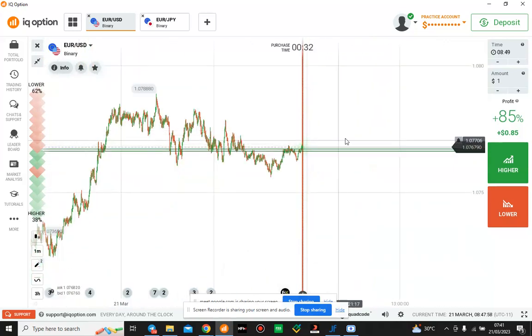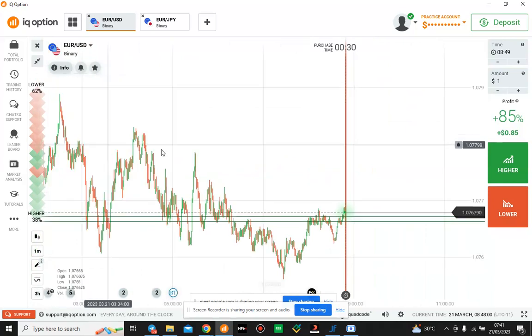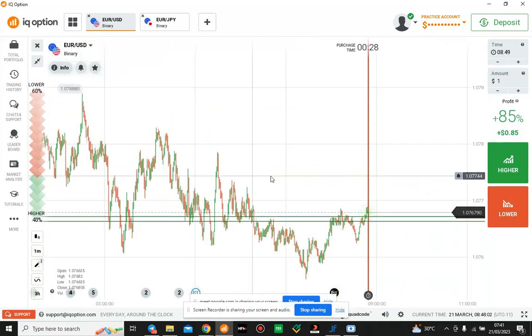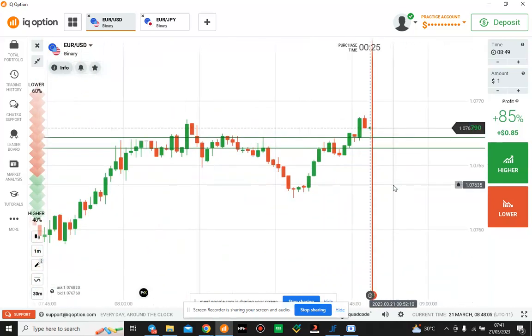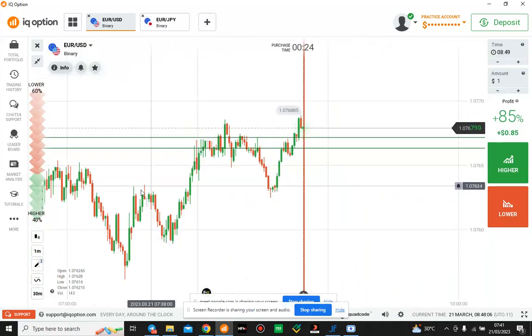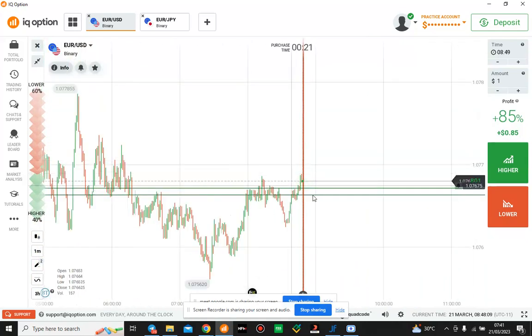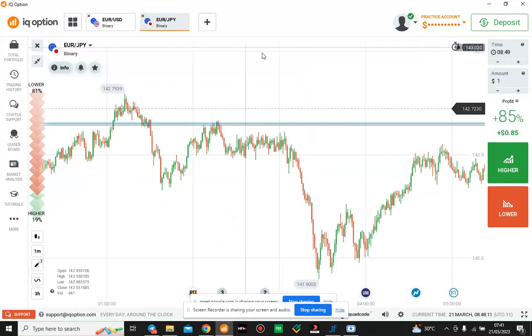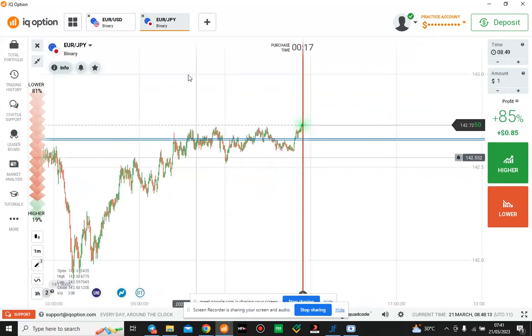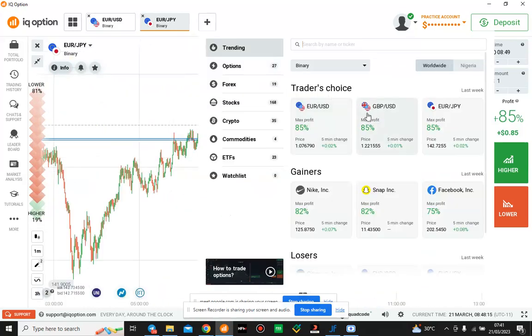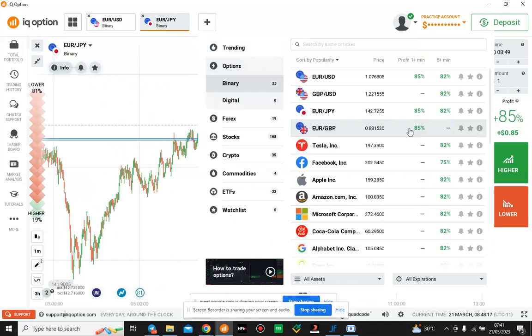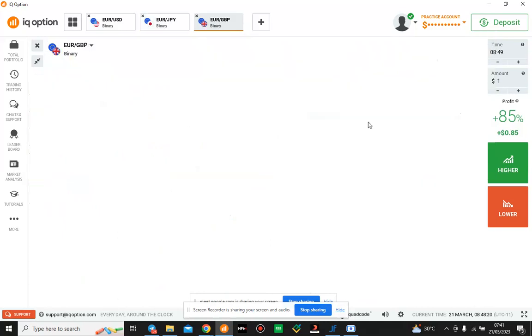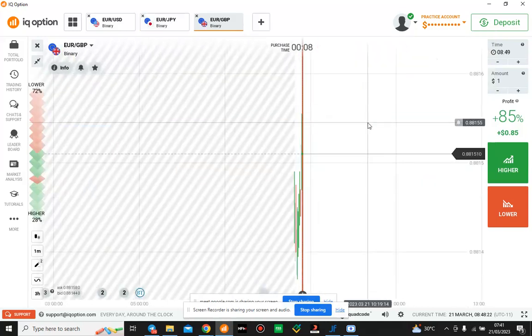If you don't see any level on the left side to draw, do not go further to the left side. Just make sure that everything you want to draw is very close to the current price movement. So that is the first way to draw support and resistance. I'm going to show you another way, but let me give you one more example.